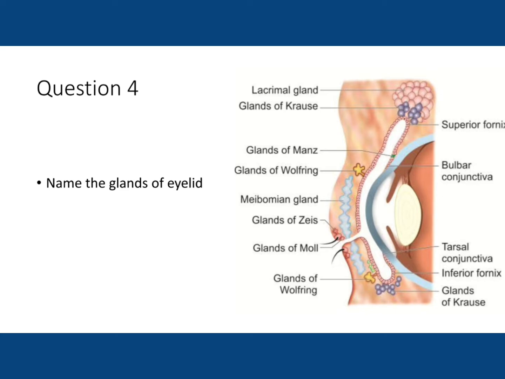Name the glands of eyelid. In eyelid multiple glands are present. Starting from meibomian gland, then gland of Zeis, gland of Moll, gland of Krause, and gland of Wolfring. So these are the glands of eyelid.